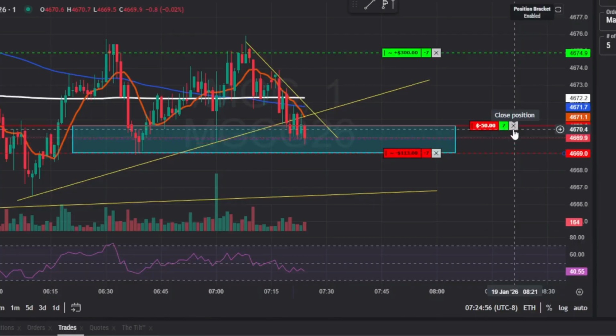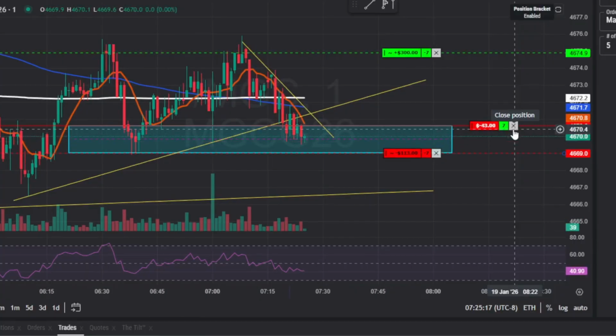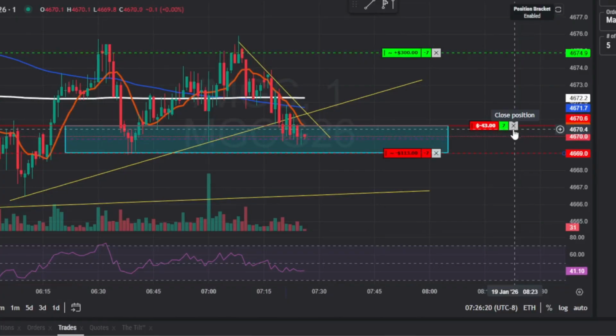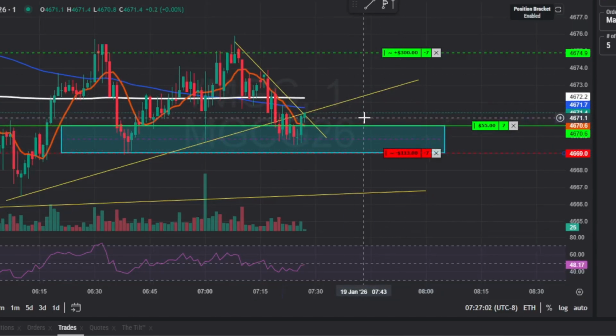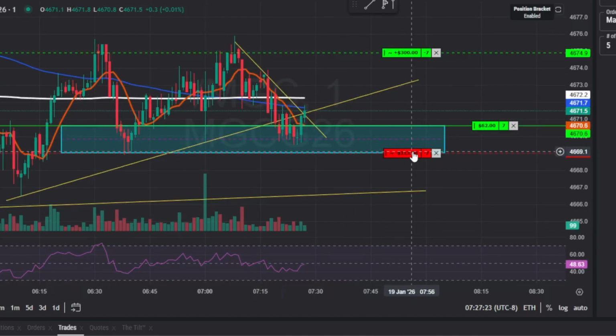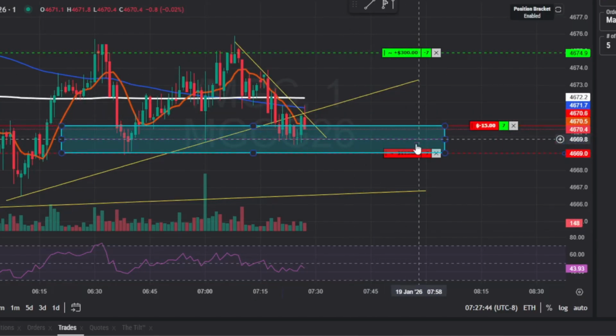So what I like to do is once I jump in it, I normally try to get in the middle of the box. Sometimes I get a little impatient. I jump in before it or right at the box. Normally, what I like to do is I like to scale in with just one contract.